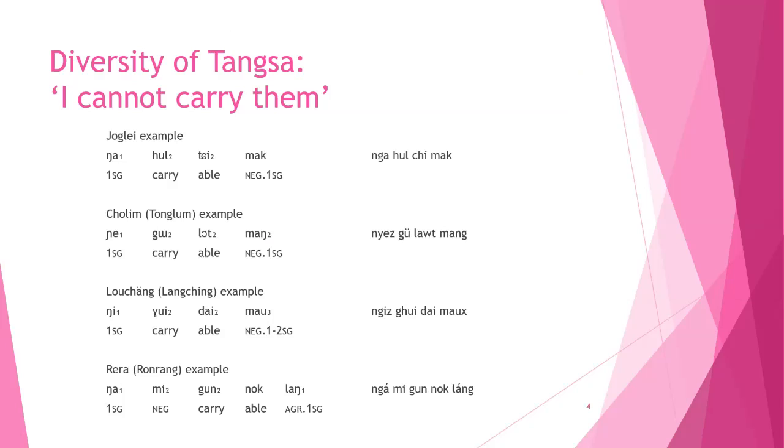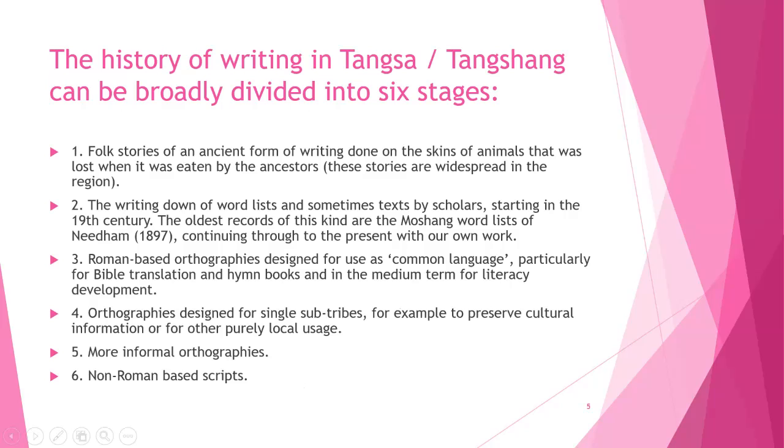The Cholim say ni kulot mang. The Lotang would say ni hui tai mau. And the Rira would say nga mi kun not lang. And these are 4 different ways of saying exactly the same thing. The words for I and carry are cognate with each other, but the words for able are all 4 completely different forms, and the grammatical structure that creates this is also different for each of these varieties. So this is the issue that we face, considerable diversity of these languages.